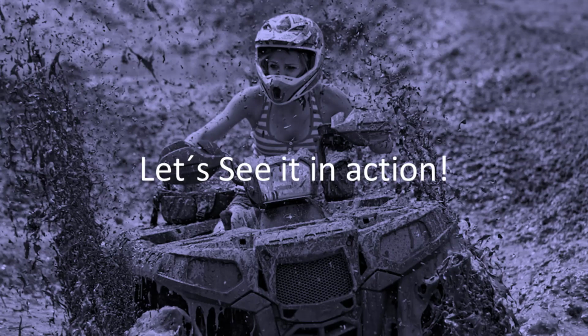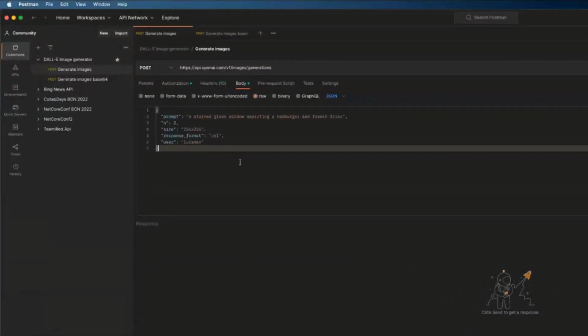So let's see it in action. I want to show you first using just Postman. So in here in Postman, you can see I'm doing a POST request to the image generation URL. So in the body, you pass the text as a prompt. I want to generate a couple of images, the small size, the response format URL, and any string as a user. So I'm passing the API key in the header.